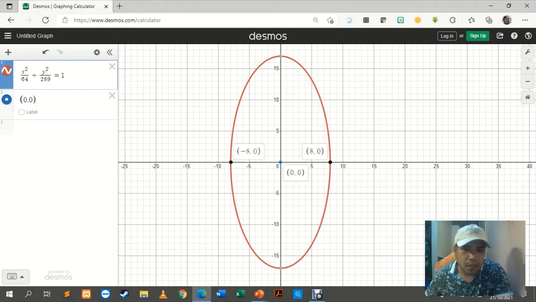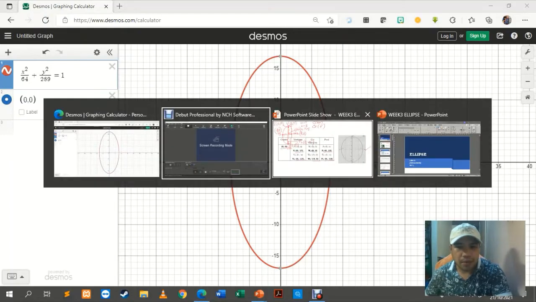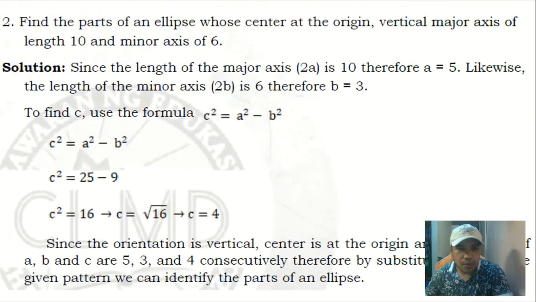Then, ang focus, hindi siya identified dito. Just the output of the graph. So, ang focus is babagsak sa 15. Okay, so to continue, number 2, find the parts of an ellipse.